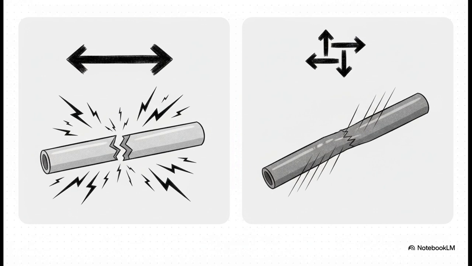Then you have ductile materials, like steel. They're more like taffy. They stretch and deform. They fail when layers slide past each other. So for them, the maximum shear stress is the thing to watch.